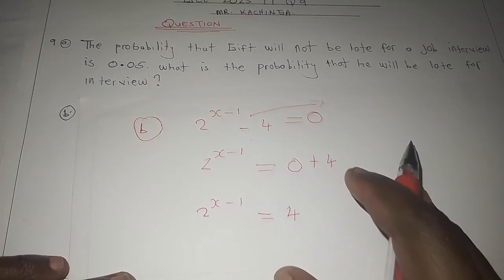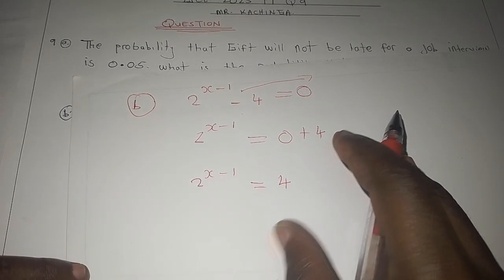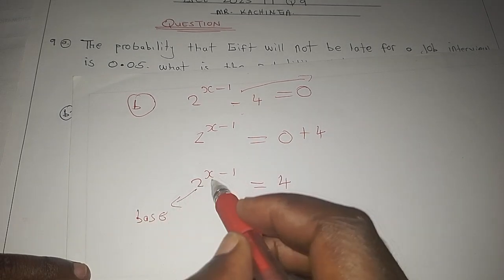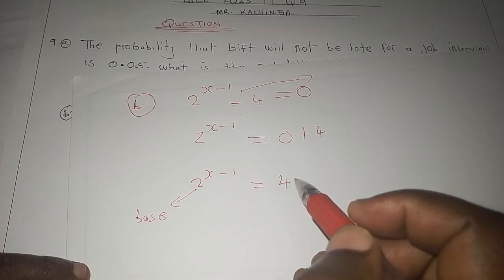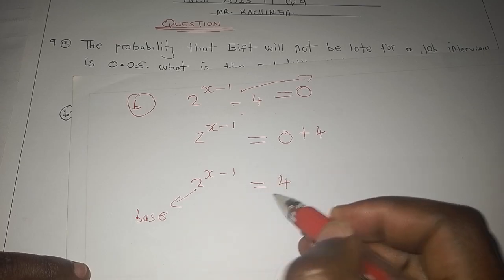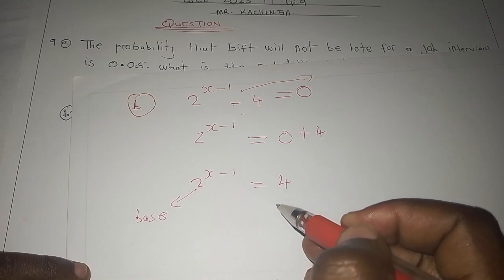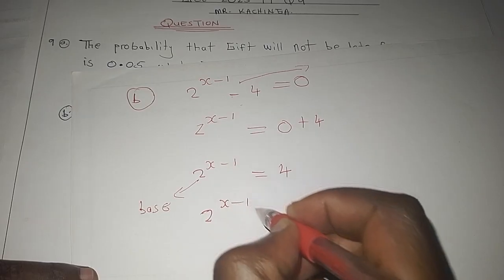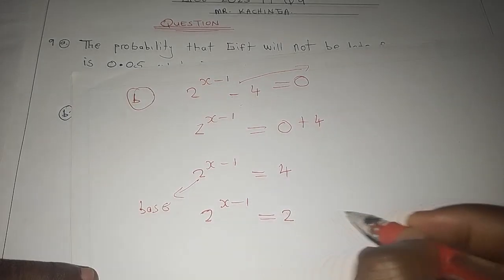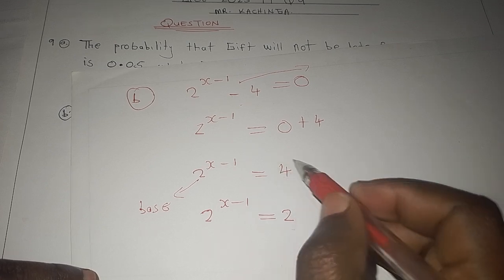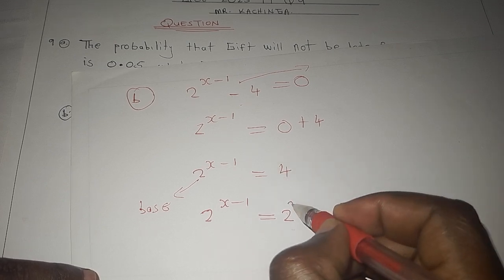So from there, we'll say 2 to the power x minus 1 equals 0 plus 4, which is 4. Now when you reach this point, this 2 which is here is called the base, then x minus 1 is called the power. Now this 2 is in its lowest base, we cannot change it. But this 4, we can change it so that the bases are the same. Since here there is 2, also this side there should be 2, but the value of 4 should not change. So I'll put power 2.